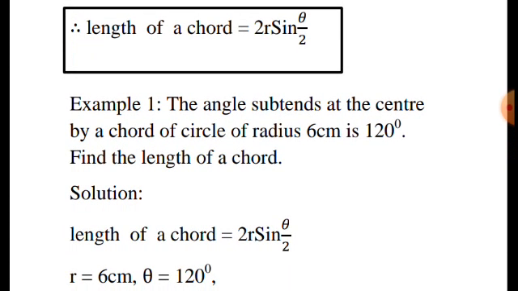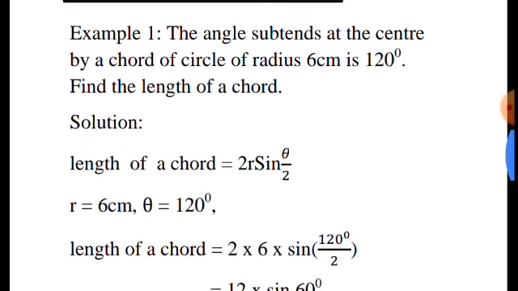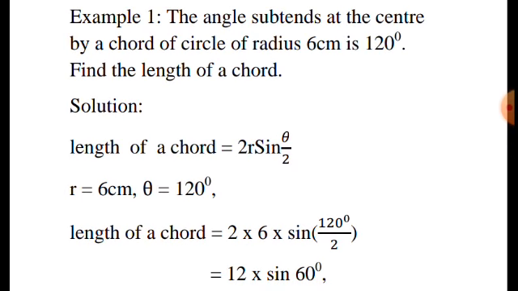So all we need to do is to now substitute into the formula, which says length of a chord is equal to 2R sine theta over 2. Now, when we substitute, length of a chord will become 2 multiplied by 6 times sine 120 degrees over 2. Now, when you divide 120 degrees by 2, you're going to get 60. Therefore, length of a chord will give us 12 times sine 60 degrees.